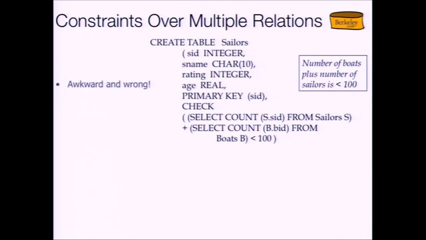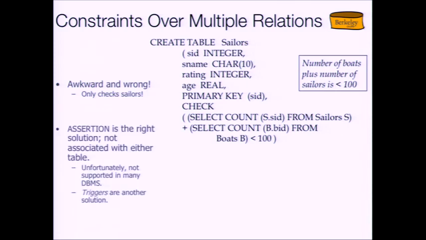But it turns out that not only is this awkward, it's actually wrong. One of the reasons is that the system may not let you do it. That's another thing to check on Postgres, but I think you can't have a reference to a different table inside a check constraint. The other problem, even if that was allowed, is that it only checks the sailors table. If you really wanted to implement this constraint, you'd need a similar check on the boats table too, because if somebody adds a new boat, that could also cause a violation. And this check only happens when somebody inserts a new sailor record. So it's awkward and wrong.